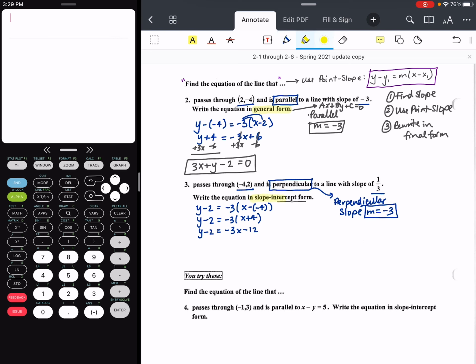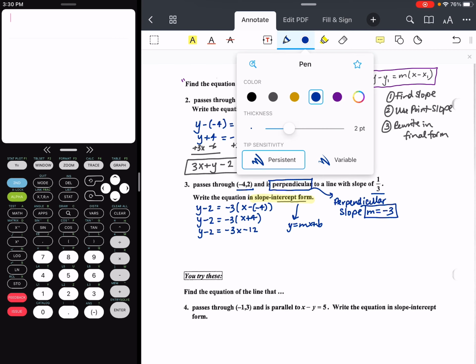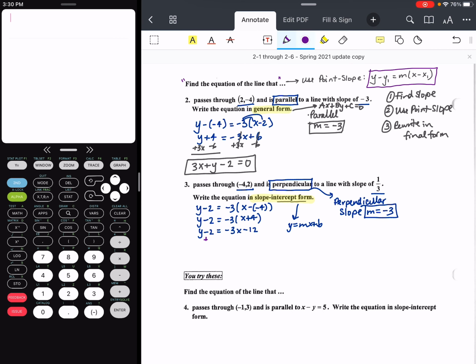This one tells me to write my final answer in slope-intercept form. So that means I'm looking for y equals mx plus b. Now instead of moving all of my terms to one side of the equation, my goal is to isolate my y. So I'm just going to add 2 to both sides. And this gives me y equals negative 3x minus 10.